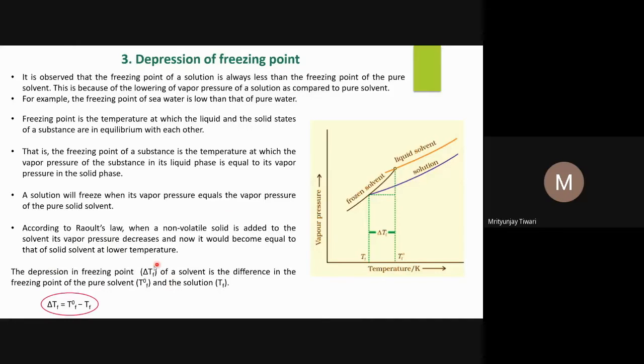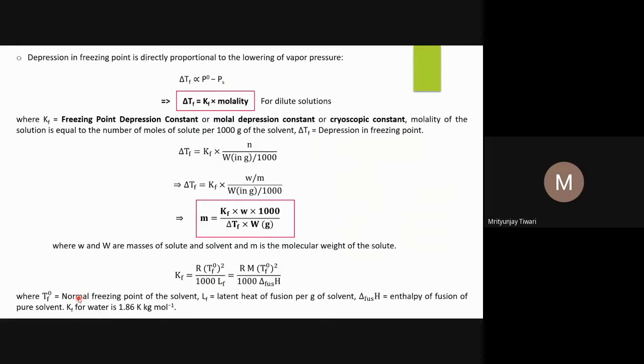The depression in freezing point, delta TF, of a solvent is the difference in the freezing point of the pure solvent and the solution. Suppose the freezing point of pure solvent is T0F, and the freezing point of the solution is TF. So the depression in freezing point delta TF will be equal to T0F minus TF. This is not relative depression in the freezing point. Please remember, this is only the depression in the freezing point.